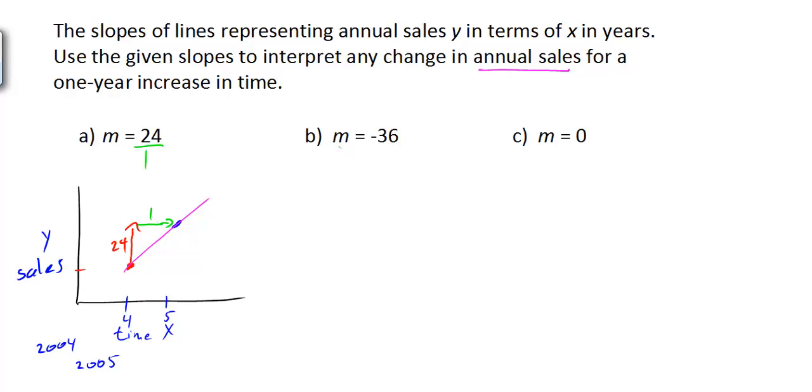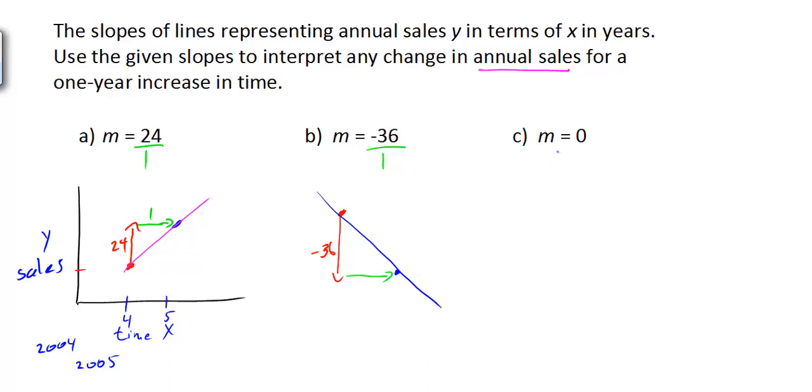Now, what do you think is going to happen for a slope of negative 36? Well, if we did the same thing, if we were to pick a point, now we're going to go down 36, it's a negative 36, and again, this is for our 1-year period, so we're going down 36 and over 1. Because our slope is negative, you should have guessed that it's going to decrease 36 units in sales over that 1-year period.